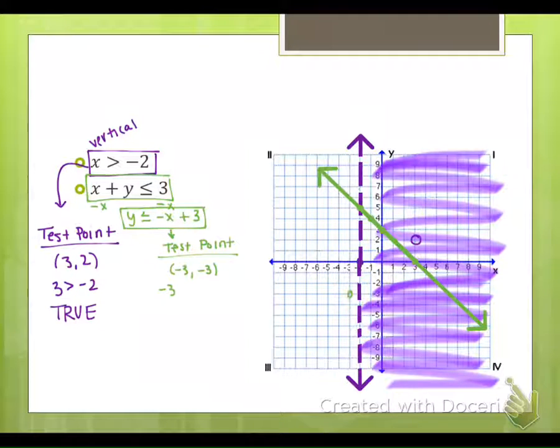So I get -3 is less than or equal to negative times a -3 plus 3. So 3 plus 3. Is -3 less than or equal to 6, Spencer? Is that smaller than 6? Yeah, so you just did a good job there. So we can shade now.